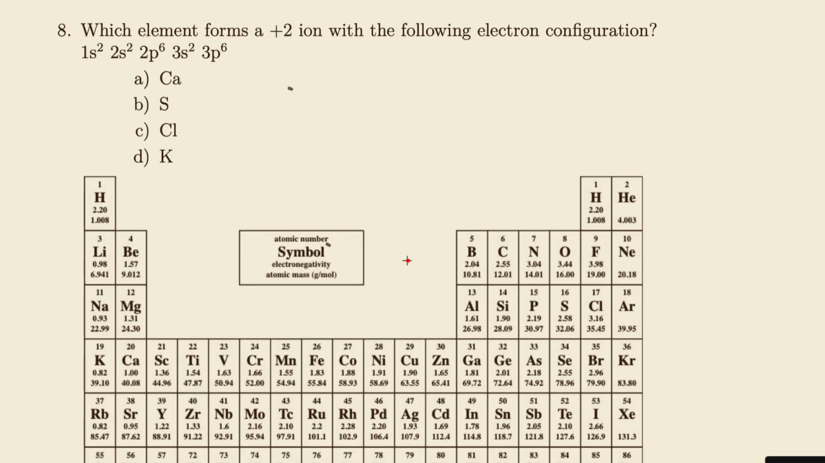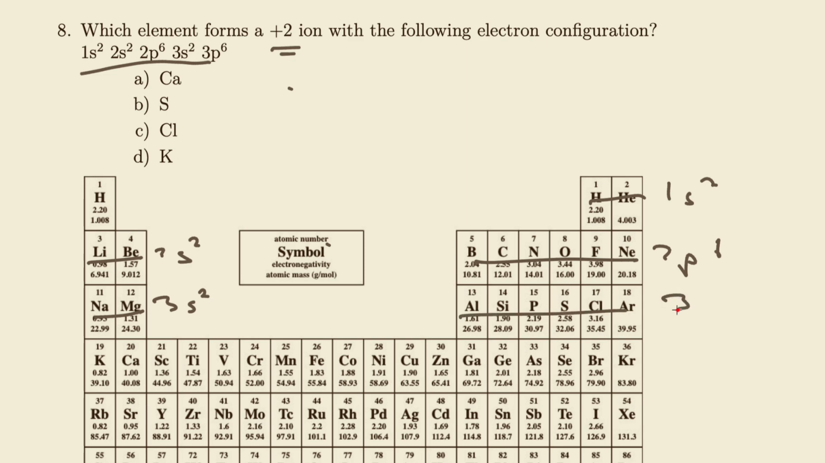Which element forms a +2 ion with the following electron configuration? So 1s2, 2s2, 2p6, 3s2, 3p6. So again, we're at argon. Which element loses 2? If calcium loses 1, it gets potassium's electron configuration. It loses 2, then it would get the electron configuration for argon. So remember that the first column tends to form +1 ions. The second column tends to form +2 ions.